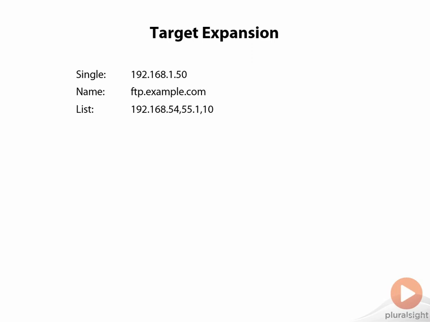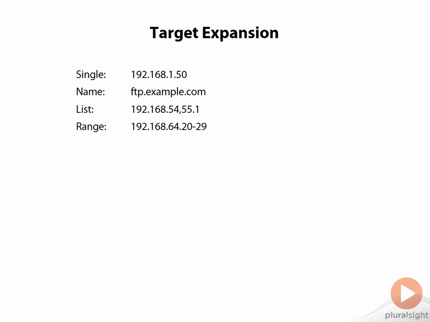Multiple IP addresses can be combined into one argument using lists. Multiple values for each octet of the IP address can be listed at once by separating the values with commas. In this example, we have two lists. In the third octet, we've specified 54 and 55, and in the fourth octet, we've listed both 1 and 10. All lists are expanded in all combinations, so in this example, Nmap will scan four IP addresses: 192.168.54.1, 192.168.54.10, 192.168.55.1, and 192.168.55.10.